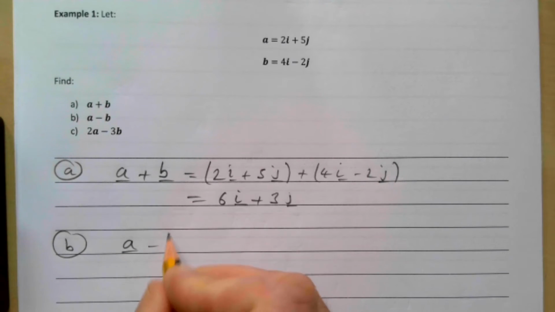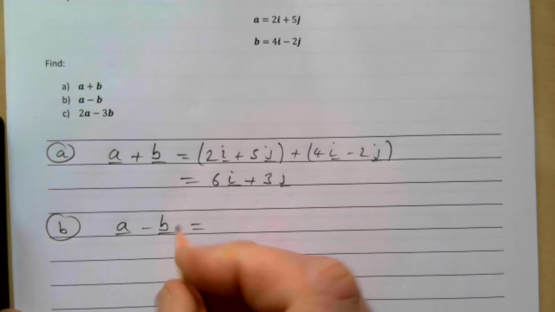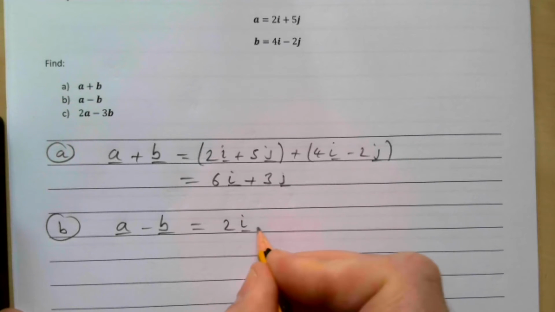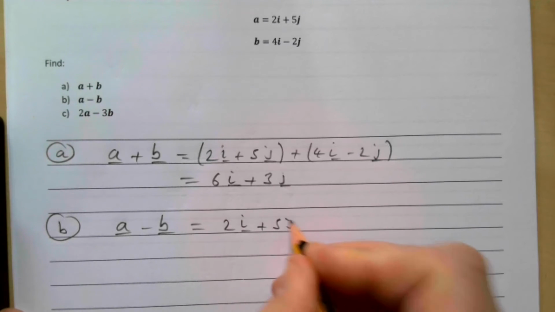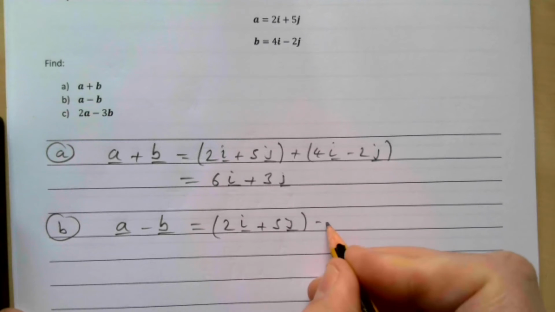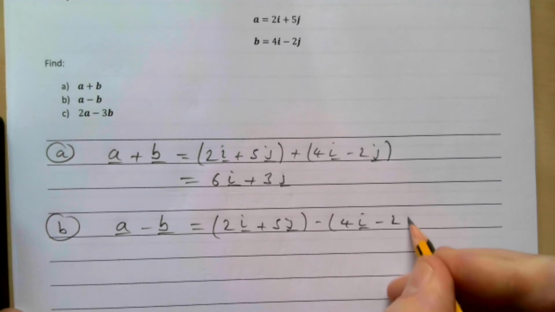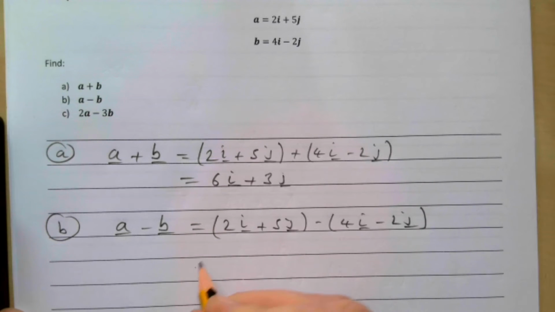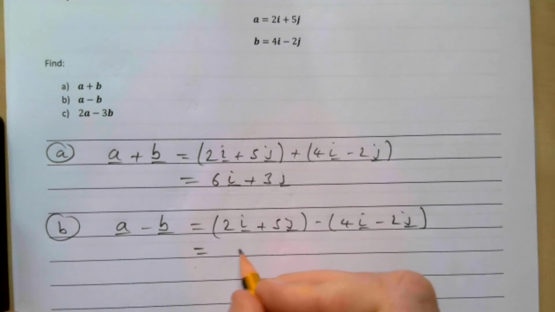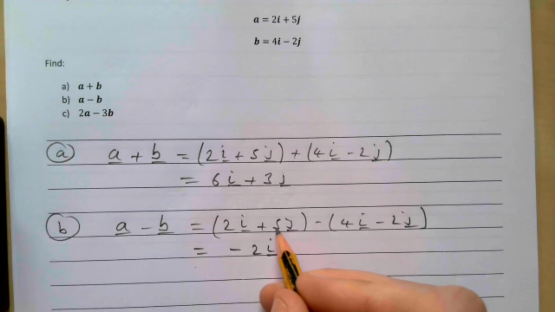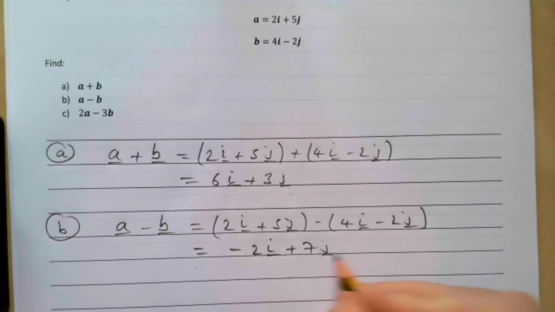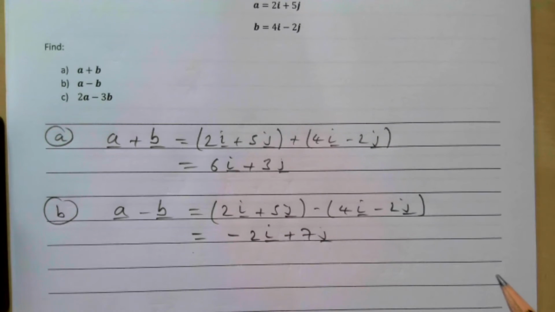A minus b. We write a minus b, remembering to underline, and in this case then we go 2i plus 5j, take away 4i minus 2j, gives us then, of course, 2i take away 4i is minus 2i, and then 5j minus minus 2j is plus 7j.